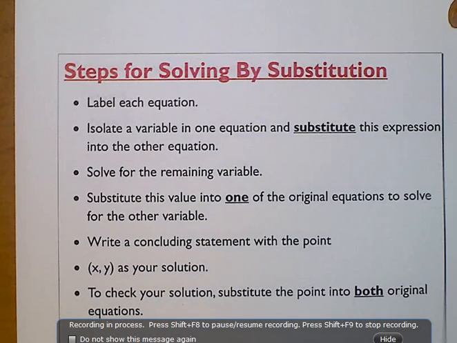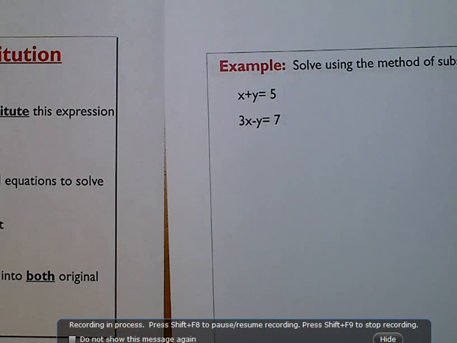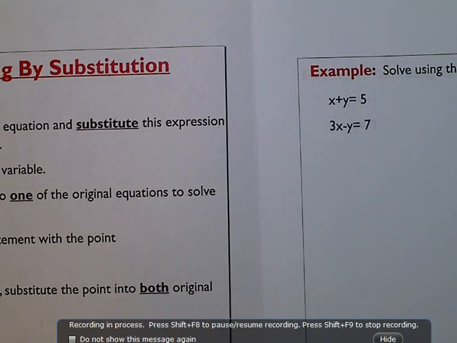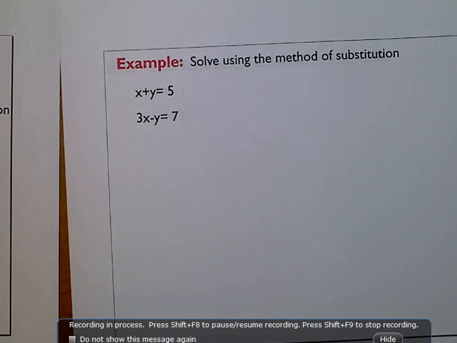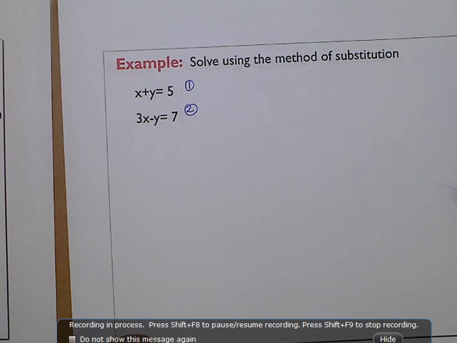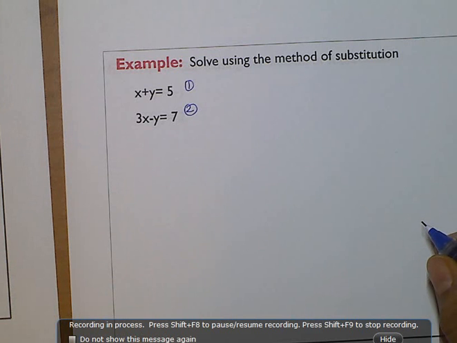I'm going to have the steps right by my side so that I can refer to them as I'm going through an example. So the first step is to label your equation, and I'm going to go ahead and do that. That's equation number 1. Equation number 2. This is a linear system because I'm talking about 2 linear equations simultaneously, so looking at them at the same time. The second step is to isolate a variable in one equation and substitute this expression into the other equation.